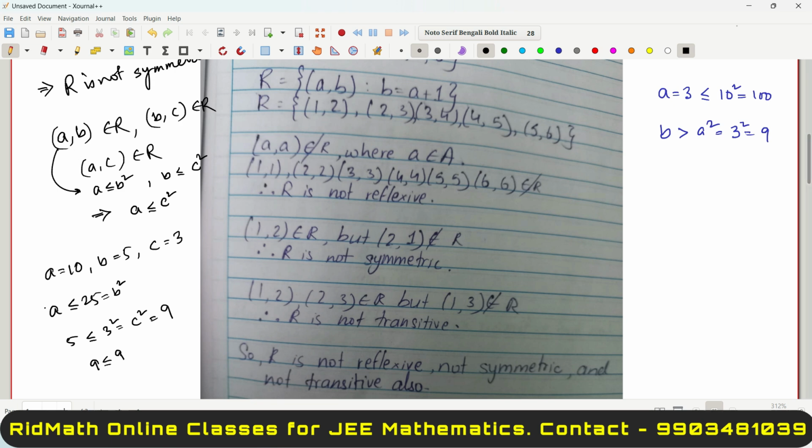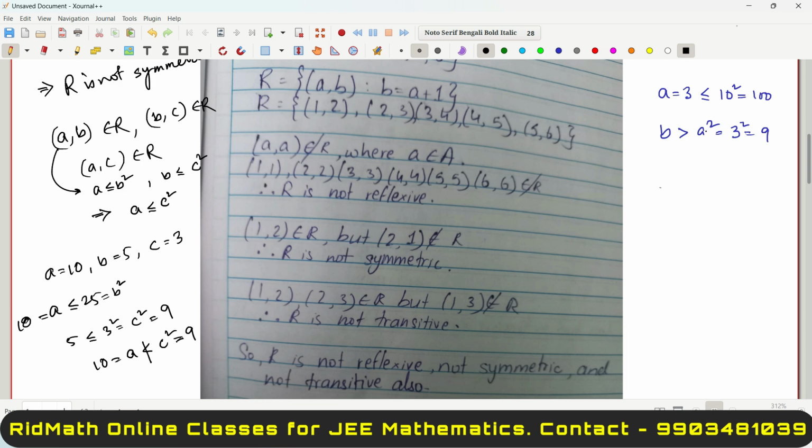So 10 equal to a, which is less than 25, and 25 is b square, 5 square. Next, 5 is less than 3 square, c is 3, and it is 9. And a is not less than c square. a, which is equal to 10, is not less than c square, which is 9. So again we have another example.